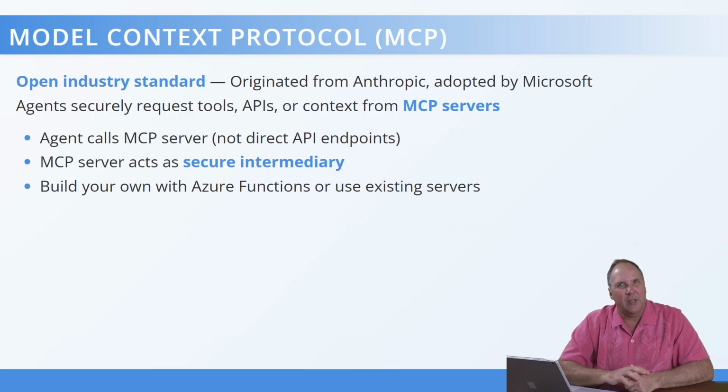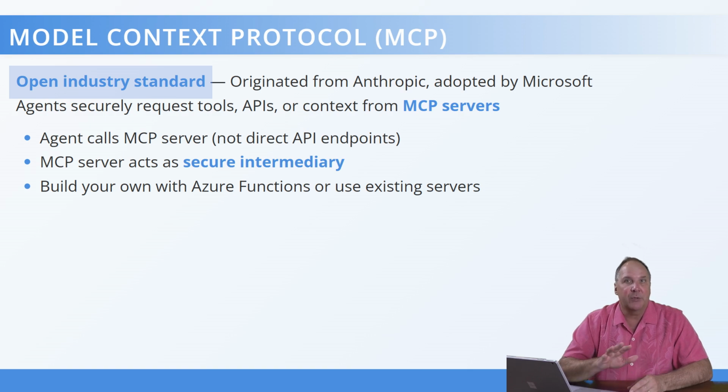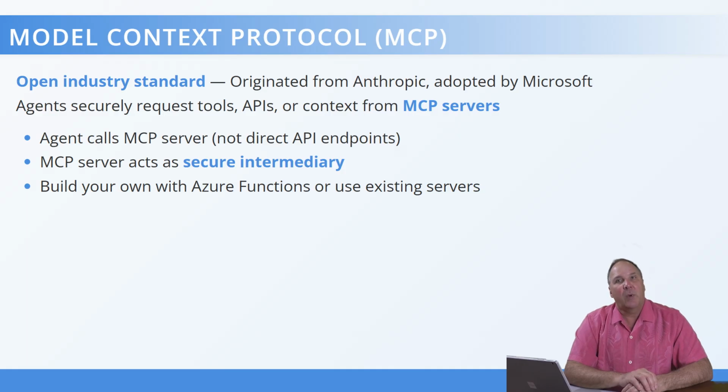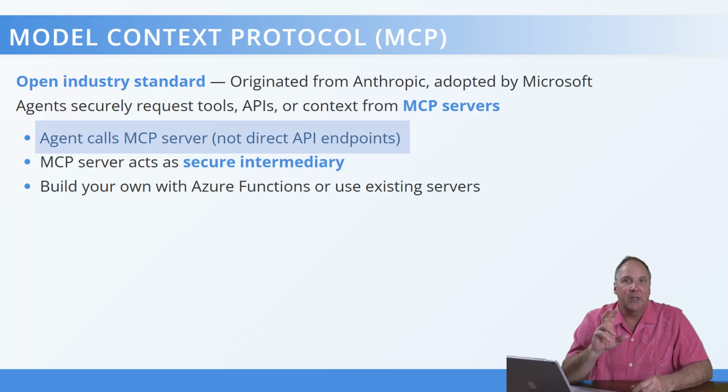Here's the key thing to understand. MCP is an open industry standard. It was originally developed by Anthropic, and Microsoft has adopted it across their AI platforms. So why does that matter? Because it means you're not locked into any single vendor's approach. So what does MCP actually do? It lets agents securely request tools, APIs, or context from external servers.